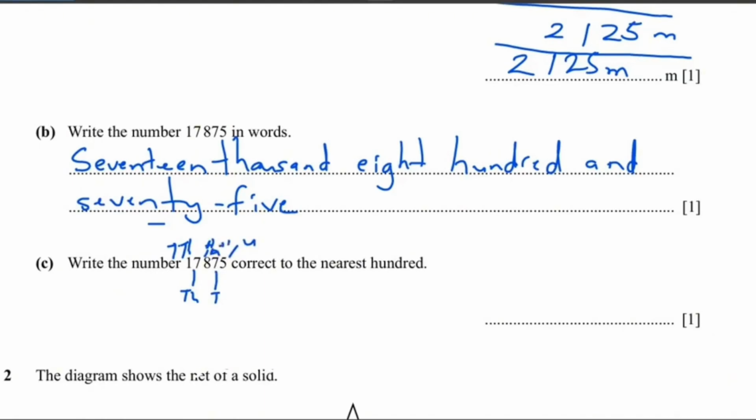So it will be 17,000. Then we add a 1 here to this 8, it becomes 9, and then the other ones become zeros. So it will be 17,900.